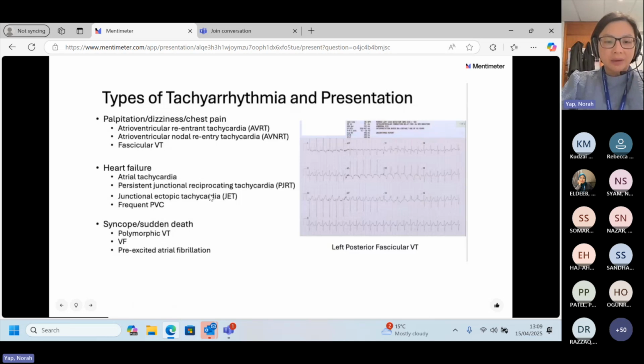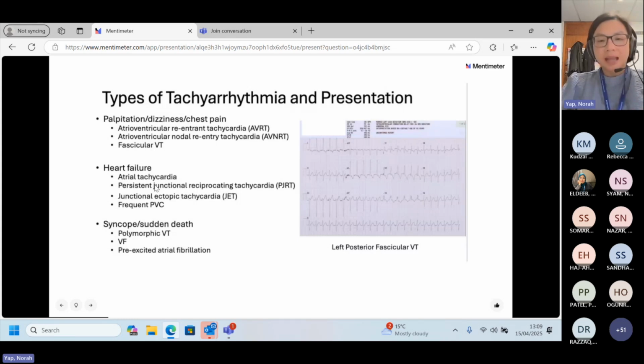These are the arrhythmia like atrial tachycardia, persistent junctional reciprocating tachycardia, JET or junctional ectopic tachycardia, frequent premature ventricular complexes, because these types of tachycardia are more incessant. They can come on multiple times a day, lasting for a couple of hours to 6 or 7 hours a day, and because of that, the child actually gets used to the heart rhythm, so they don't often complain of palpitation.